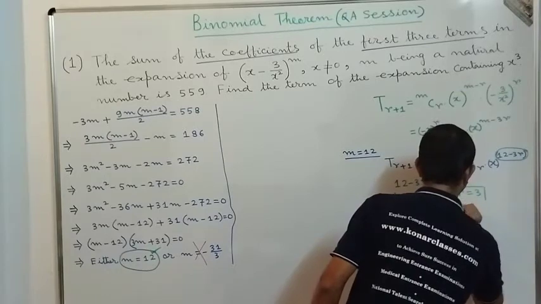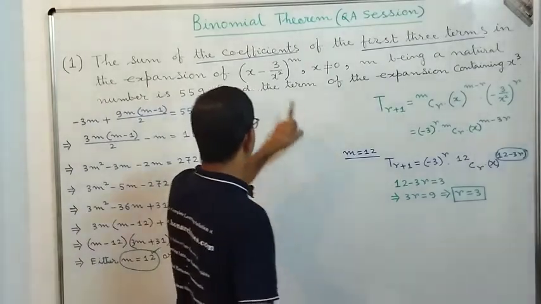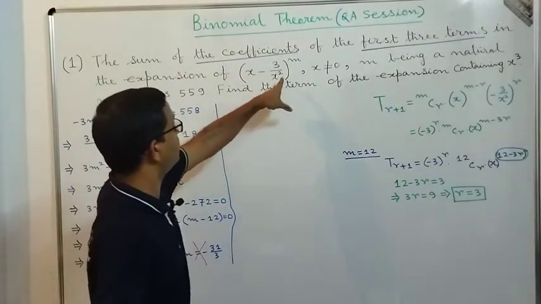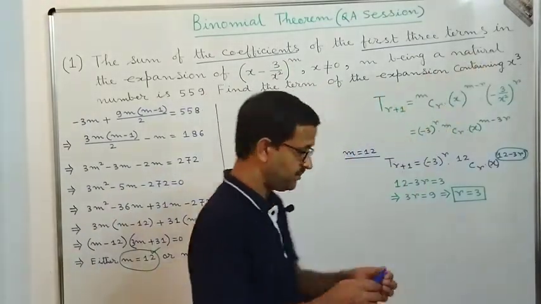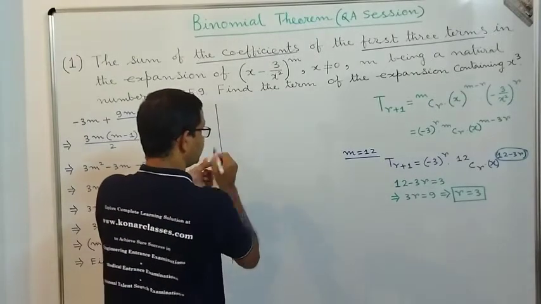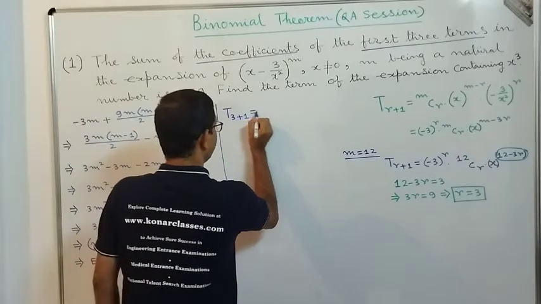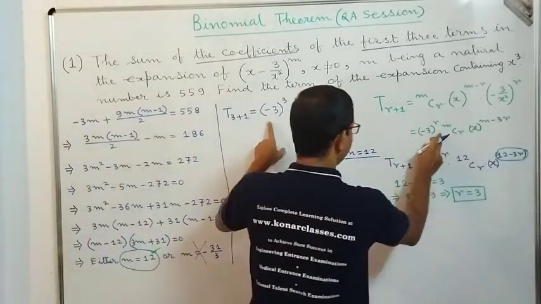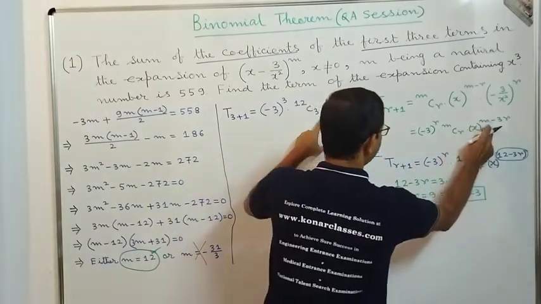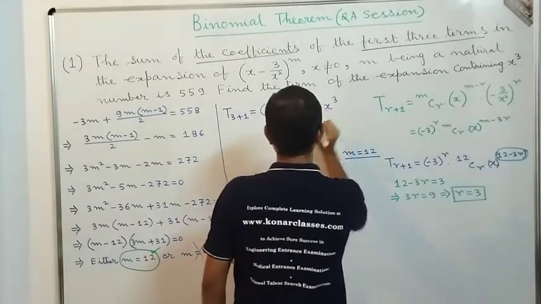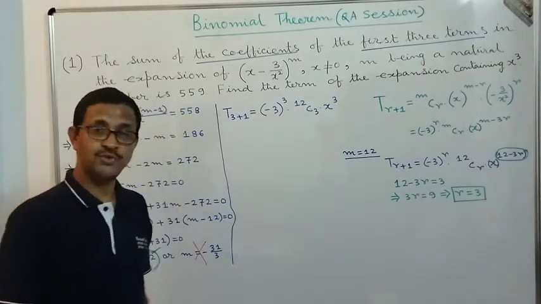Correct, dear students? So the value of r is equal to 3. That means it is the fourth term in the expansion of (x minus 3 by x square) power 12, because m is equal to 12, which has the term containing x power 3. So we should write T 3 plus 1, it is minus 3 power 3 into 12C3 into x to the power 12 minus 3 into 3, that becomes x to the power 3. So all you need to do is find the value of minus 3 to the power 3 into 12C3.